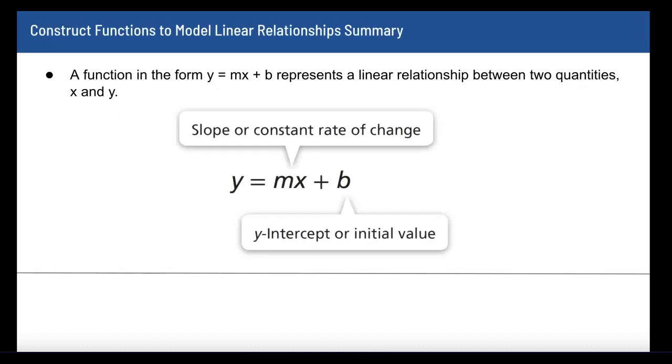To summarize, a function in the form of y equals mx plus b represents a linear relationship between two quantities x and y. In the equation, the slope or the constant rate of change is always m, and your y-intercept or your initial value is always b.